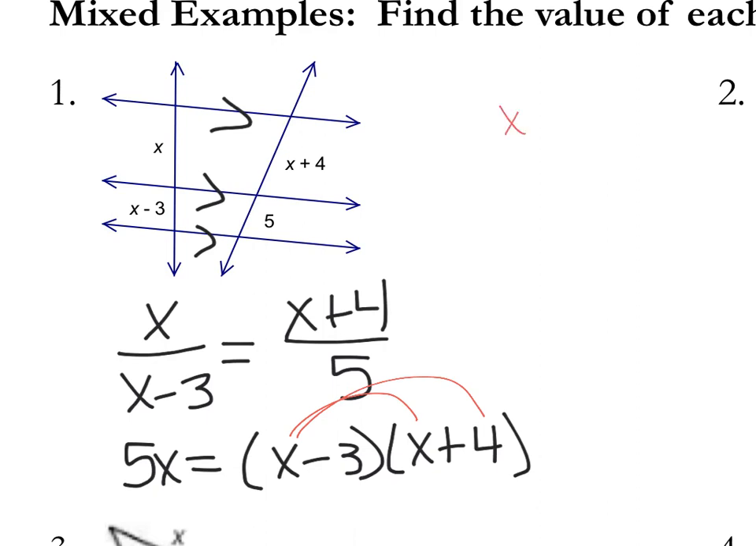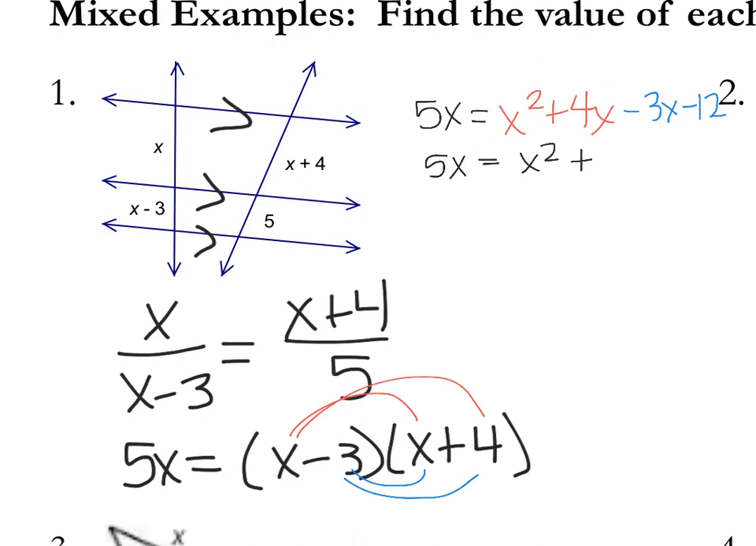You're going to get x squared plus 4x. And then we have to distribute the other one. I'm going to get negative 3x minus 12. And that is still equal to the 5x on the other side. So we have 5x is equal to, if I simplify, x squared plus x minus 12.